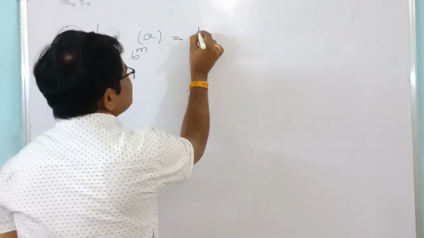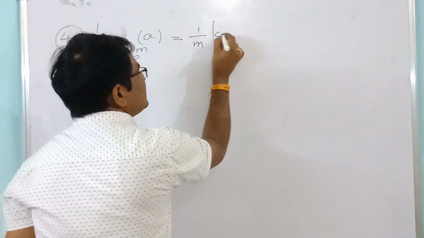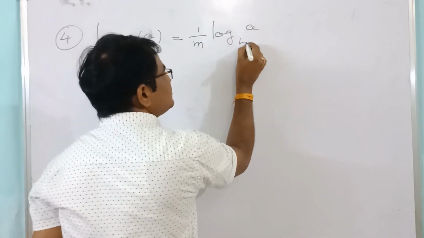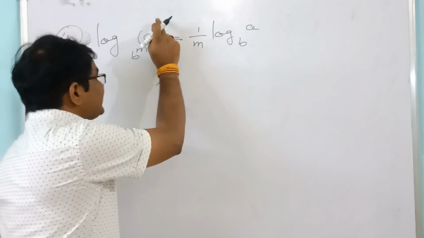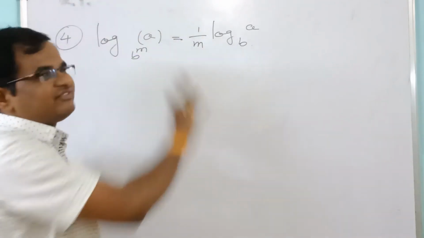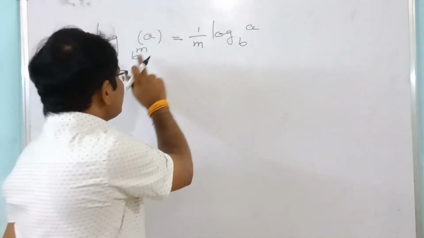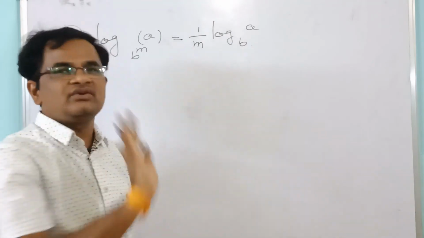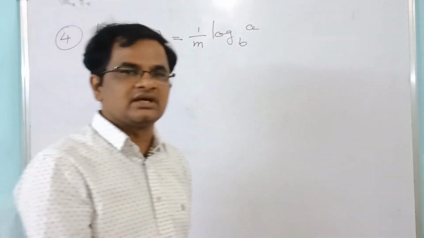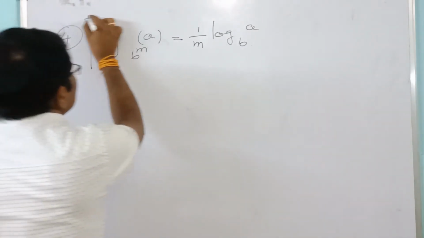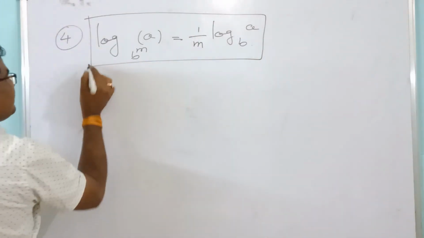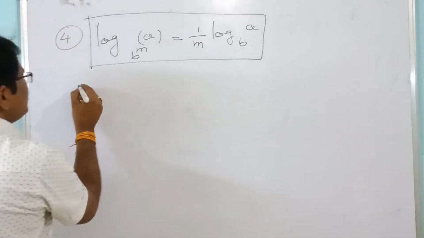This can be written as 1 by m log of A to the base B. Power is for A means here multiple of m. Power is for B means reciprocal of that one you have to take. That is the difference between third one and fourth one. So this is the fourth property. This property, how to apply.